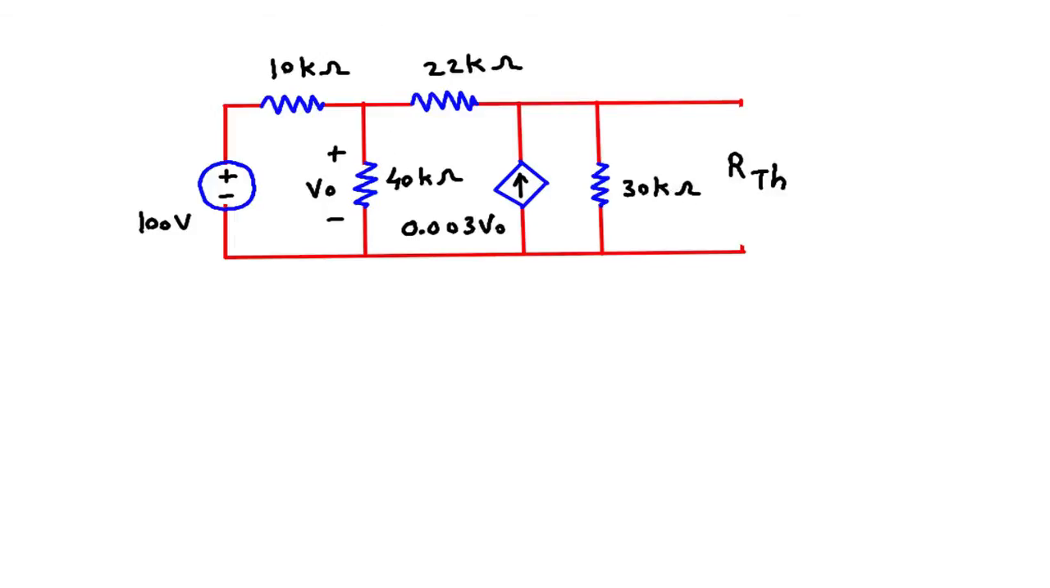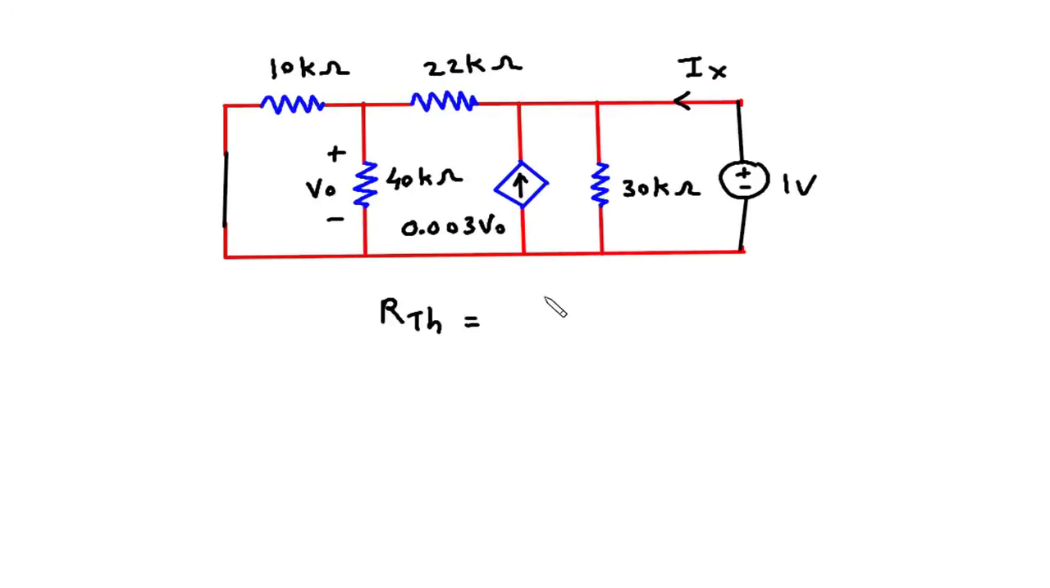Now we will turn off all the independent sources. So this is a voltage source. This will be turned off and short circuited. Here we can see this is a dependent source. So to find RTH, we will consider a 1 volt voltage source here. This will be positive, this will be negative, this will be 1 volt. Let's say this is current Ix. So therefore RTH will be equal to 1 volt divided by Ix.